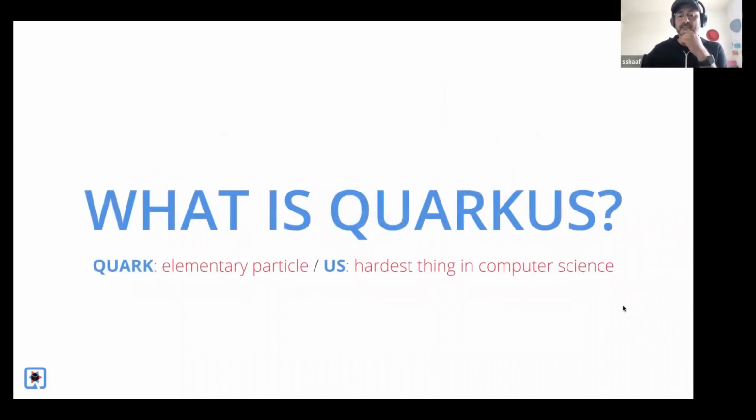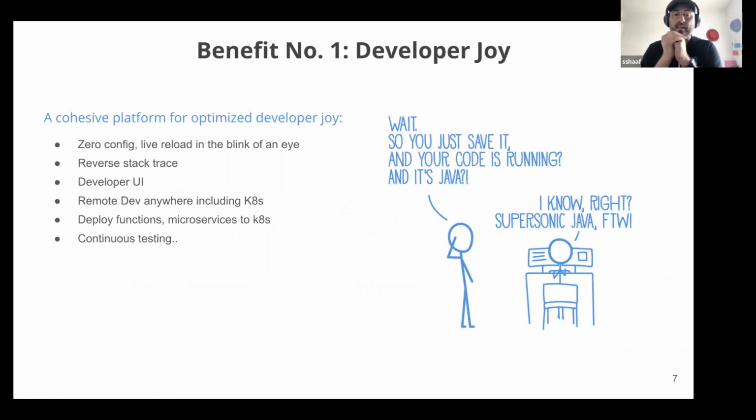Some of you might ask, what is Quarkus? Quark being the elementary particle, and us actually being the hardest thing in computer science, right? So that is what Quarkus means. And of course, we want to make sure that Quarkus can solve problems for us. And number one, which I'm going to talk about today, and of course do the live demo as well, hopefully the live demo will remain live and we will be able to see all the stuff.